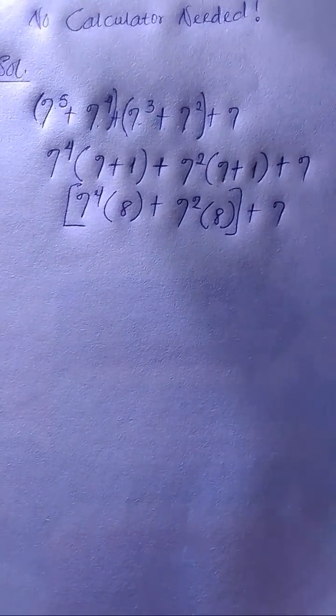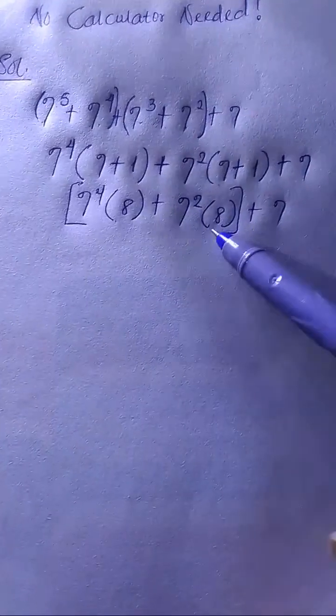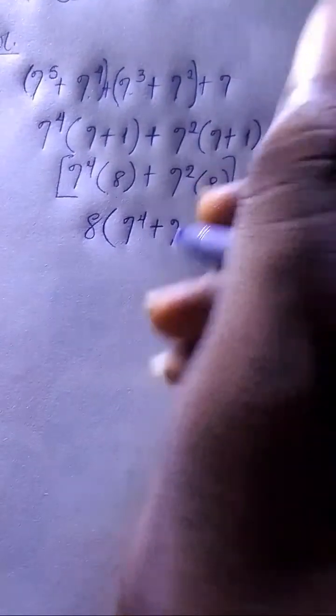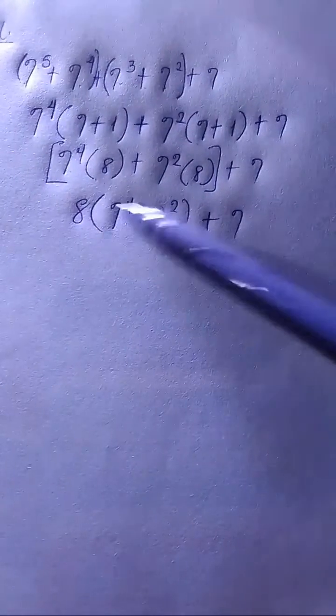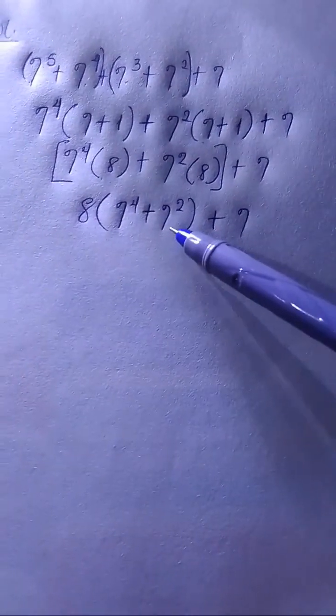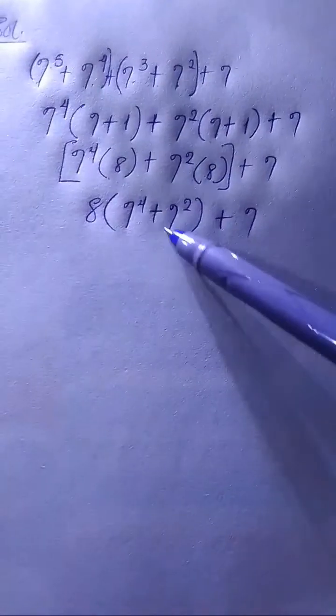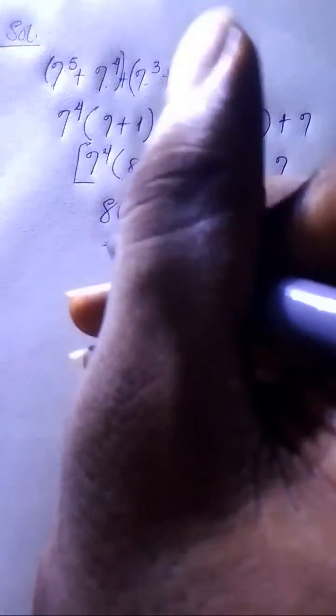When we bracket it like this, we can see that we have 8 common in both this place and this place. So when we bring out 8 from here, we factorize 8. We have 7 raised to the power of 4 plus 7 raised to the power of 2, plus 7. After doing this, we can see that in 7 raised to the power of 4 and 7 raised to the power of 2 there is something common. 7 raised to the power of 2 is common. So from here, we can bring out 8 brackets.